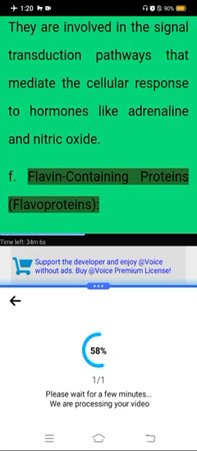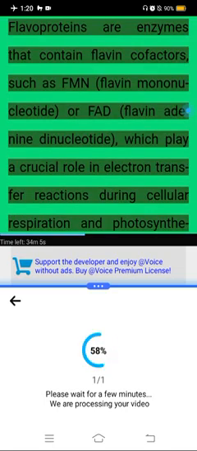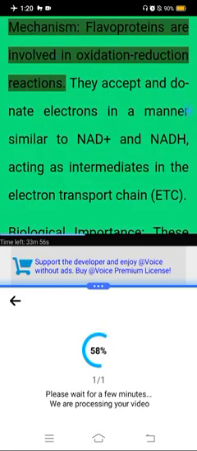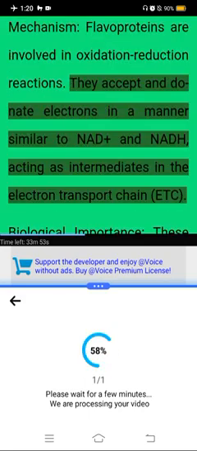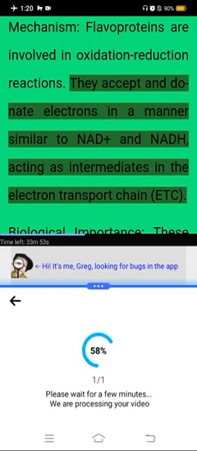F. Flavin-containing proteins, flavoproteins. Flavoproteins are enzymes that contain flavin cofactors, such as FMN, flavin mononucleotide, or FAD, flavin adenine dinucleotide, which play a crucial role in electron transfer reactions during cellular respiration and photosynthesis. Mechanism. Flavoproteins are involved in oxidation-reduction reactions. They accept and donate electrons in a manner similar to NAD+ and NADH, acting as intermediates in the electron transport chain, ETC.